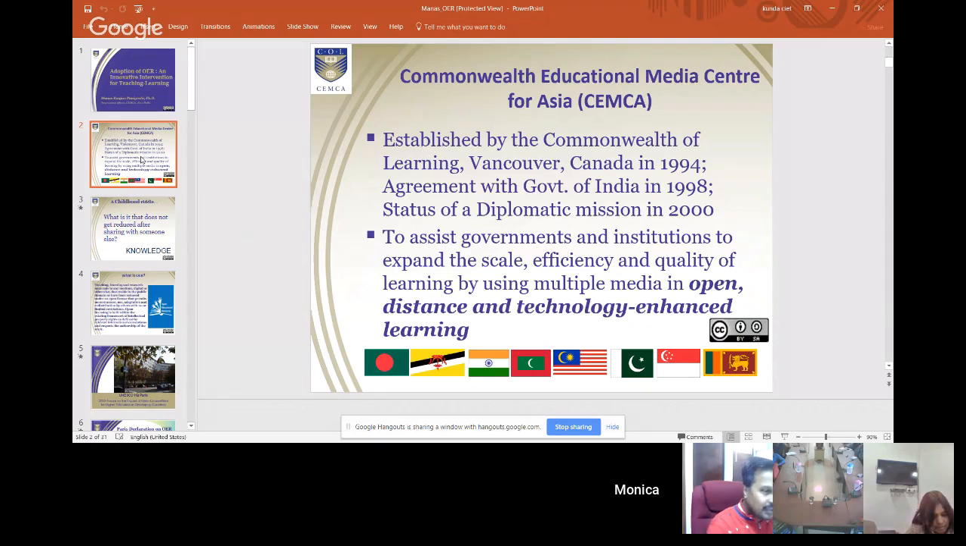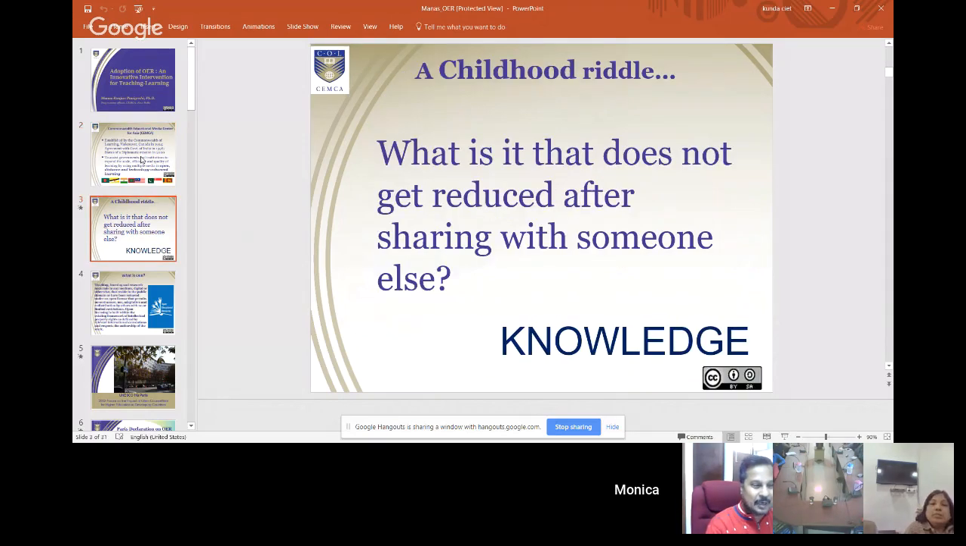So let us see the next one. I just throw this childhood riddle, though I have given the answer also, because we understand that this is the only thing which can be shared, and which will not reduce even after sharing. So sharing is in our nature. Particularly, I can say that it can be very fun out of that.